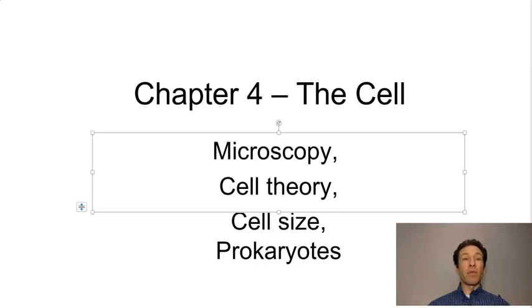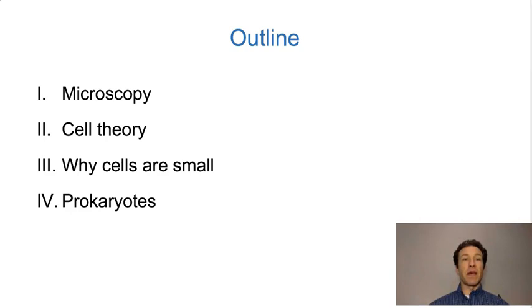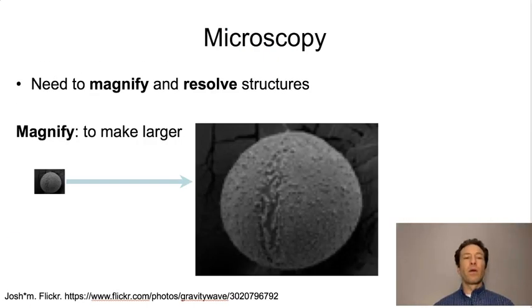Finally, we will talk about one group of organisms that are almost all single cellular, and these are the prokaryotes. We'll talk about 2 main groups and some characteristics of each group. And so here's that list of topics again: microscopy, cell theory, why cells are small, and prokaryotes. We'll start by talking about microscopy.